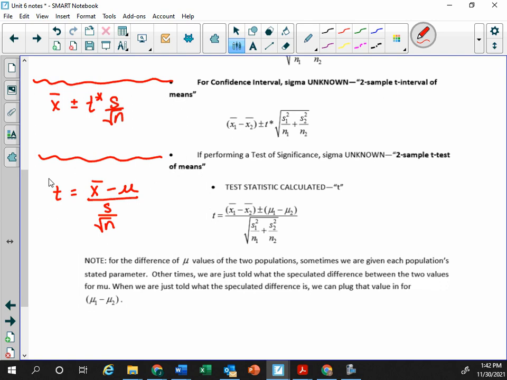The note at the bottom there, sometimes you'll be told the two individual x bars or mu's. Sometimes you'll just be told what the difference is between them, and that's okay. It's whichever way the information is given to you is how you have to proceed through the problem. They both work. All right, we'll talk about matched pairs and then we'll do one, okay? So turn the page when you're ready.